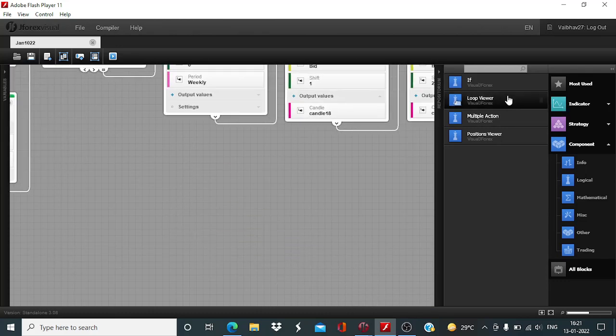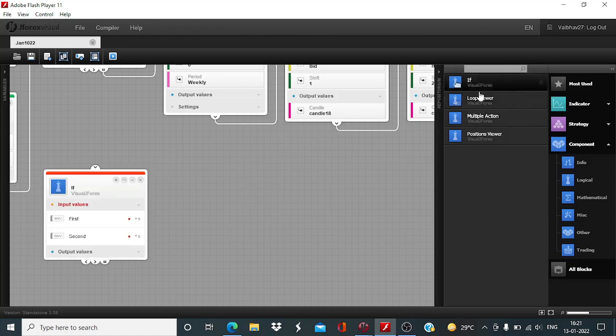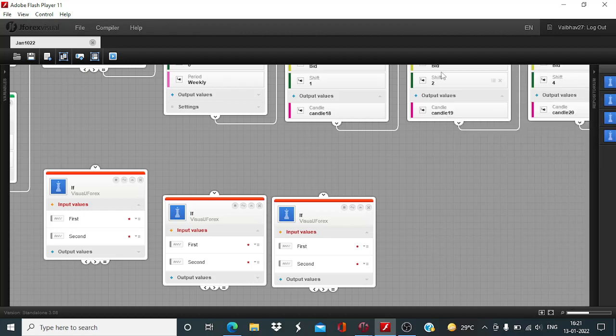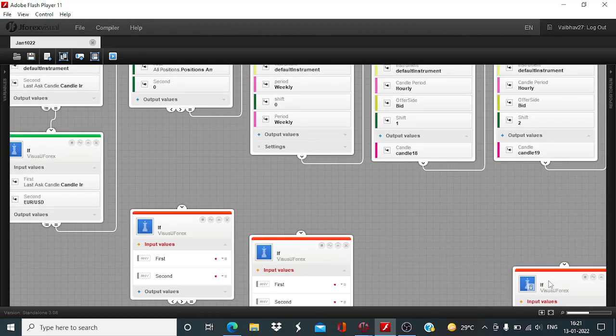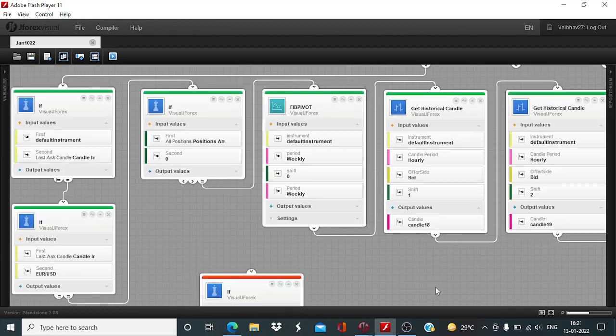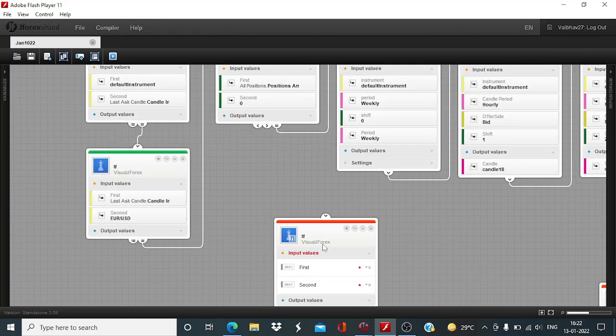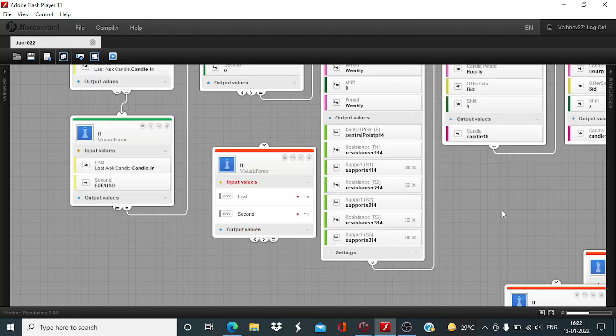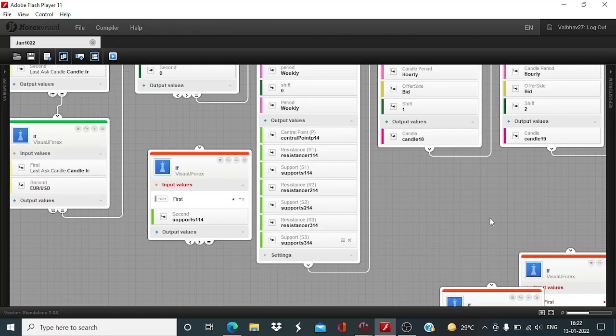And now I take a couple of if blocks. Even at this point, I am not sure how many of these we are going to need. We will just add as per the necessity of the condition. And the first thing first, we have to consider the first support, that is S1, support 114, and this is going to be our second input.